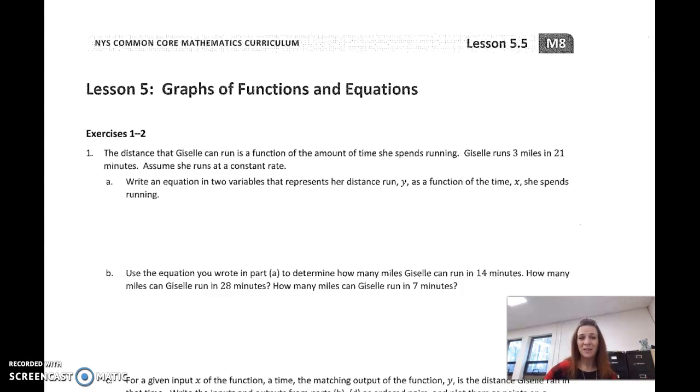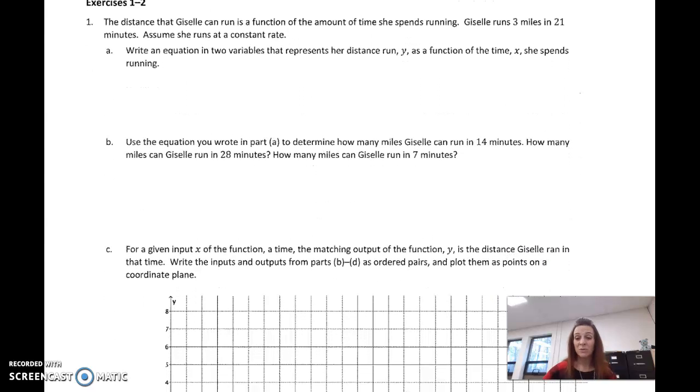Okay, so let's start. We can review writing an equation here. The distance that Giselle can run is a function of the amount of time she spends running. She runs 3 miles in 21 minutes, and we're going to assume that she runs at a constant rate. That's important because if it says constant, that means it's going to be a straight line. Constant, we're multiplying the same thing, it's going to increase by the same rate.